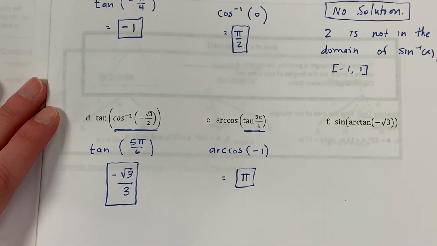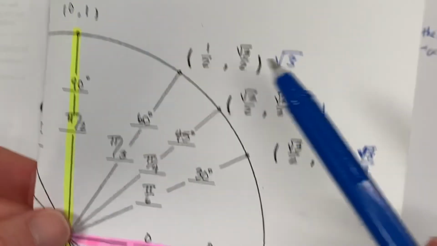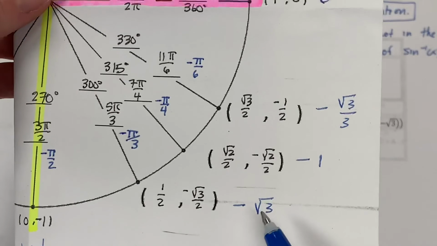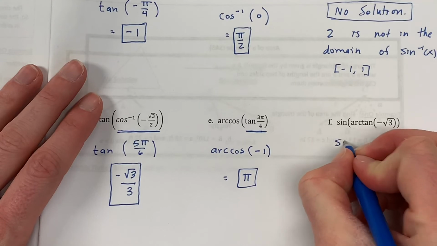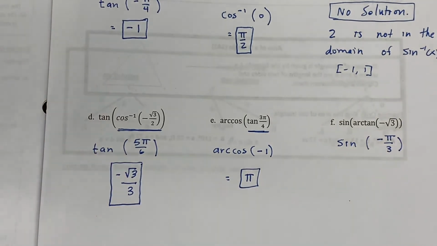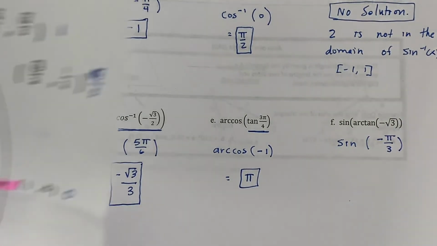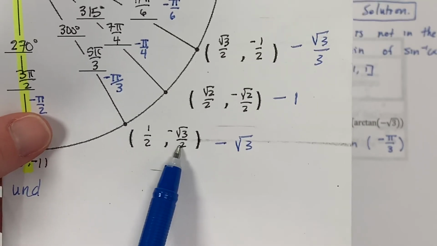Last problem, I have arctangent negative radical 3. So I'm asking myself, for which angle is tangent negative radical 3? Arctangent is restricted to quadrants 1 and 4. It is negative radical 3 right here, which is the angle negative π/3. So I'm now going to find the sine of negative π/3. So to find the sine of negative π/3, I go to that angle, negative π/3. Sine is the y value of the ordered pair. That's negative radical 3 over 2.